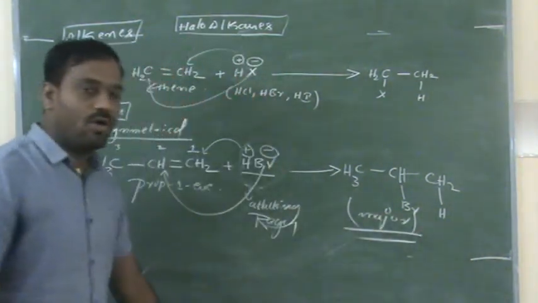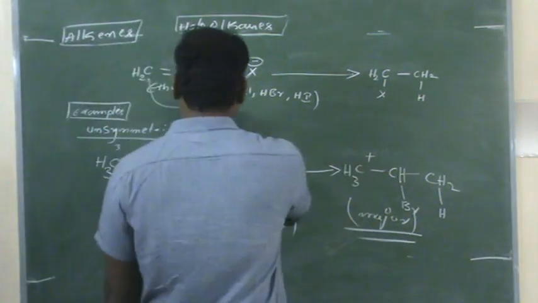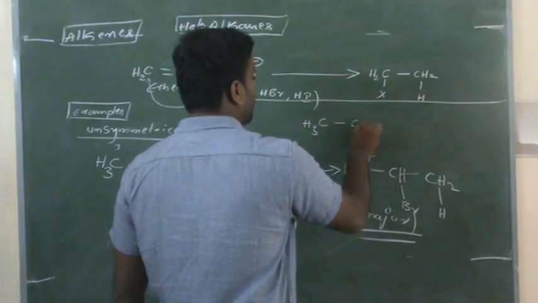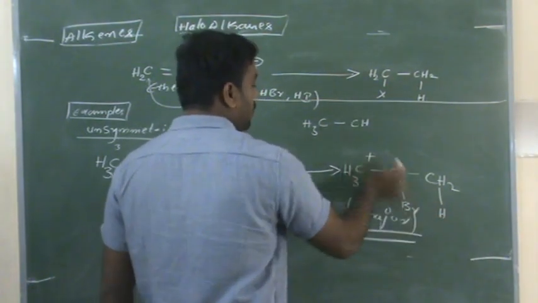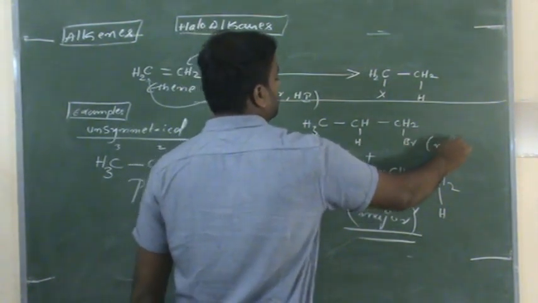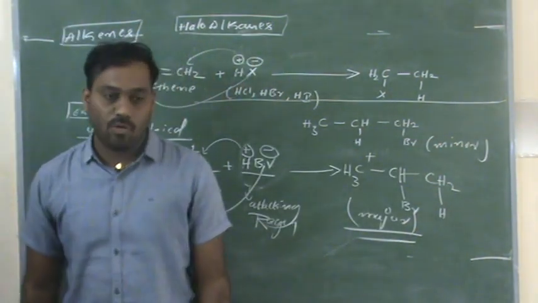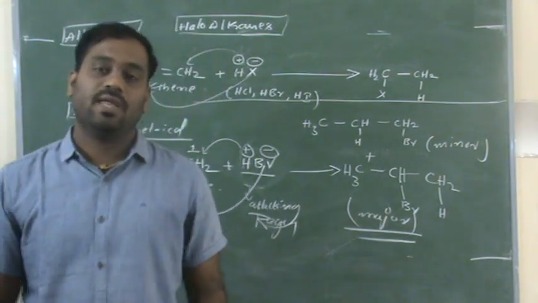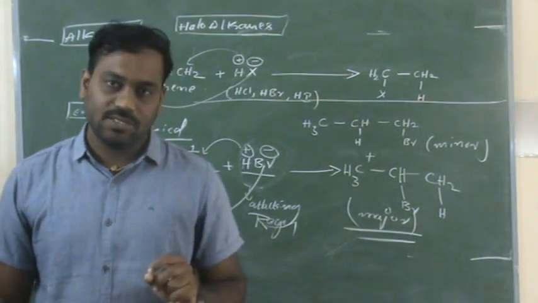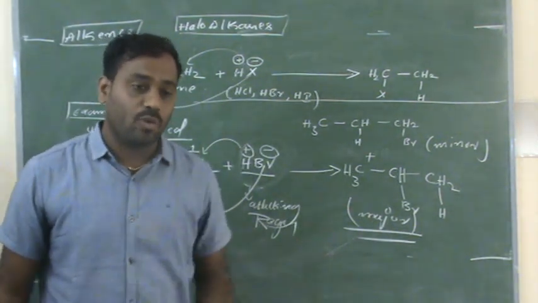What is the minor product? If this is the major product, the minor product is CH3 CH2 CH2Br. Just exchange the Br and hydrogen. This is the minor product. What is the meaning of major product and minor product? The major product means the one we get with a high percentage of yield. The yield, the product we are getting, is more. That is the meaning of that.